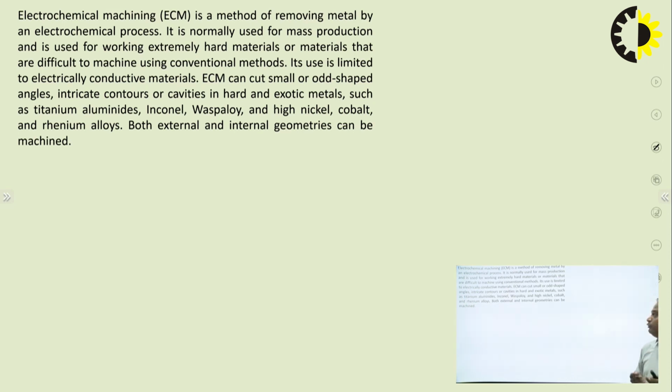So this is about the basics of energy, different forms of energy, and basic utilization, basic application of the energy. So this is all about today's discussion. Thank you very much.